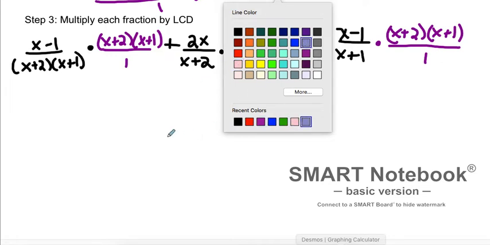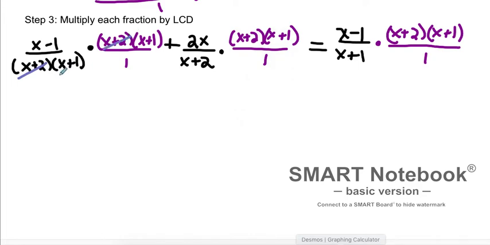All right, let's cancel stuff out. So these will cancel, right? And then x plus 1 will cancel with x plus 1. The x plus 2 here will cancel with this x plus 2. The x plus 1 here will cancel with the x plus 1. And remember, guys, if you do this right, you will cancel all the denominators. That's the whole point.